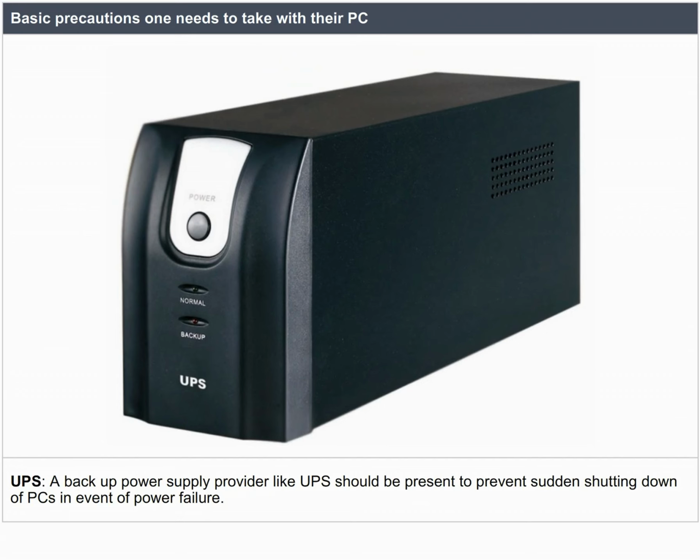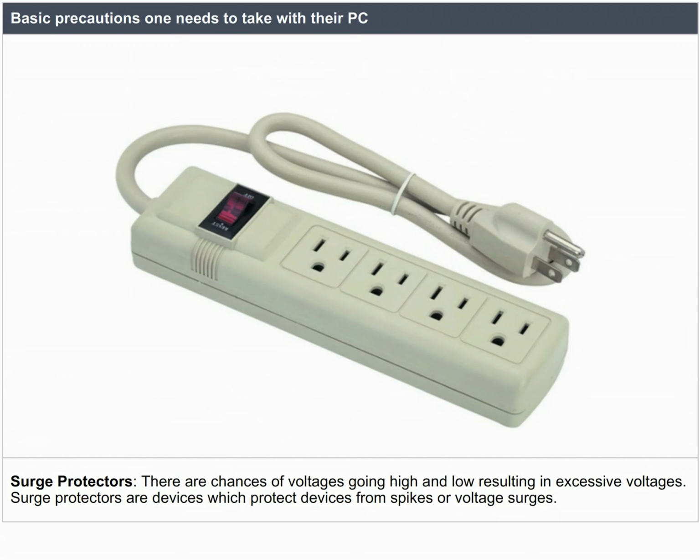UPS. A backup power supply provider like a UPS should be present to prevent sudden shutting down of PCs in the event of power failure. Surge protectors. There are chances of voltage going high and low, resulting in excessive voltages. Surge protectors are devices which protect the computer from spikes or voltage surges.